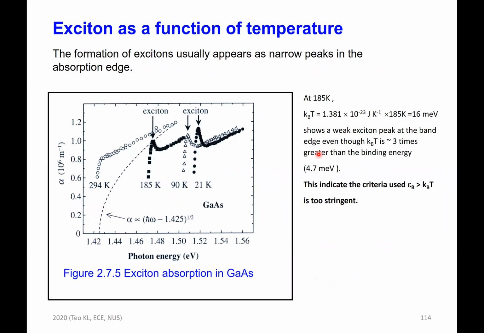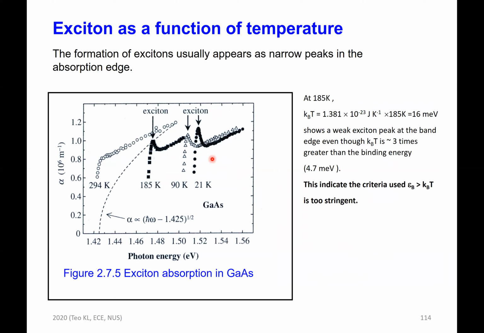This is experimental data of the absorption coefficient as a function of the photon energy measured at different temperatures for gallium arsenide. So you can see that at low temperature, let's say 21 Kelvin, this is your exciton peak, very sharp. And then at 90 Kelvin, you also see the exciton peak. 185 Kelvin, you still see the exciton peak.